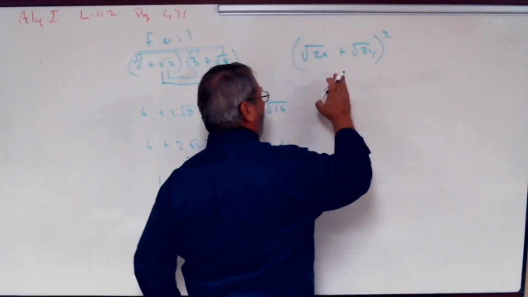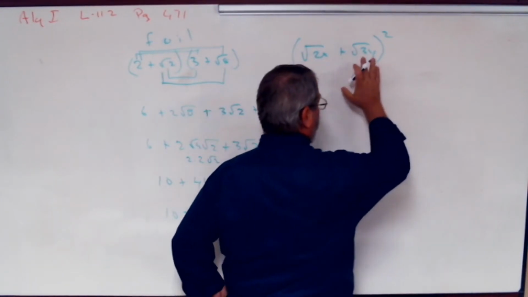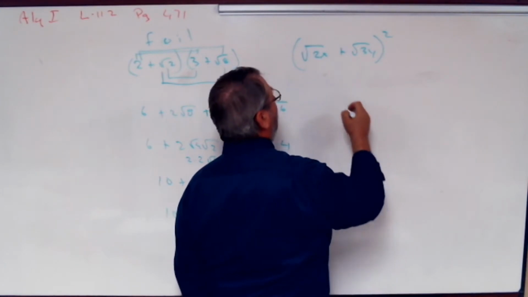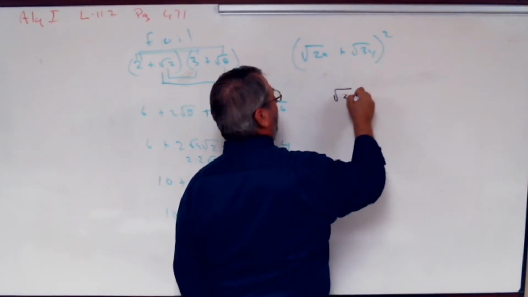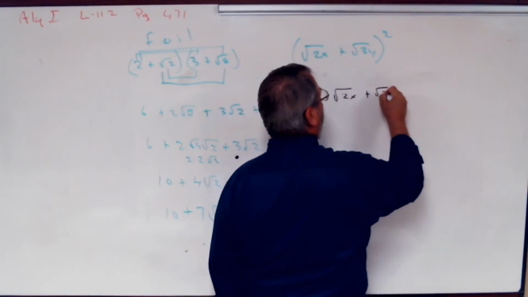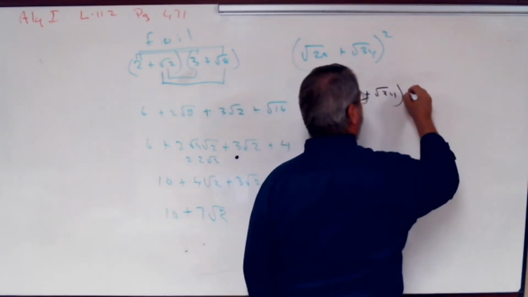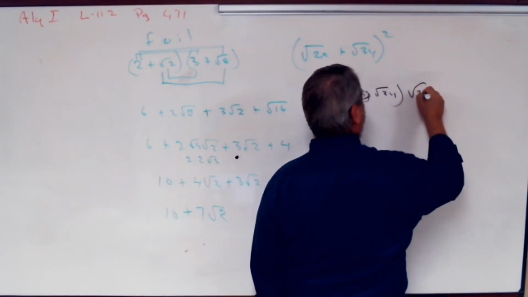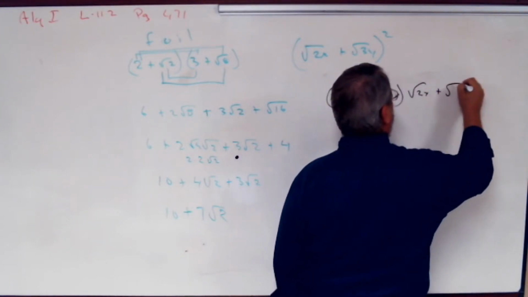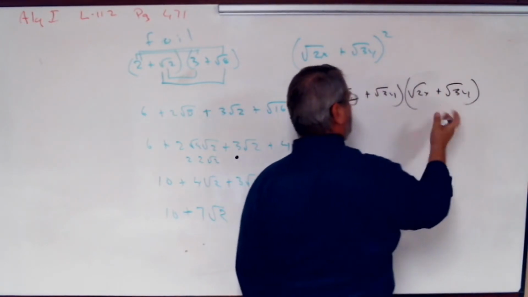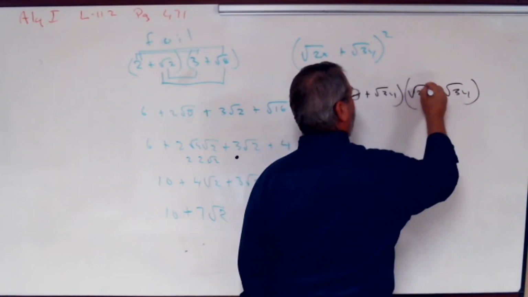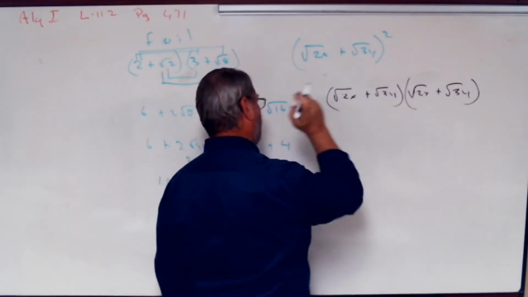All right, this one here. Now, do not just square this and square this. Y'all can't. That's not what it is. It's the square root of 2x plus radical 3y, times the same thing again, radical 2x plus radical 3y. This is what it is. You have to have FOIL. You have to have a middle term.